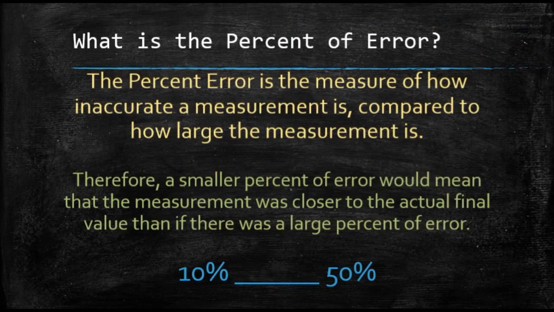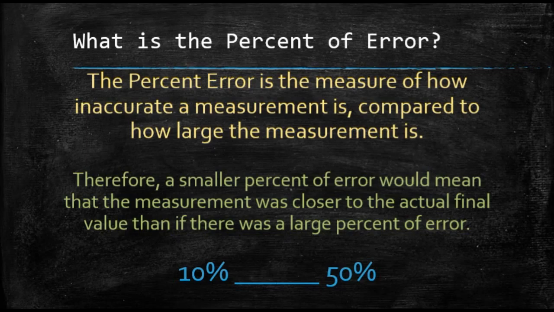So let's talk about the percent of error. Now we know that when we make errors, we are making mistakes, right? So that's some way that we can think about what we're actually solving here and what information we're trying to figure out. So the percent error is the measure of how inaccurate or wrong a measurement is compared to how large the measurement is. Therefore, a smaller percent of error would mean that the measurement was closer to the actual final value than if there was a large percentage of error.